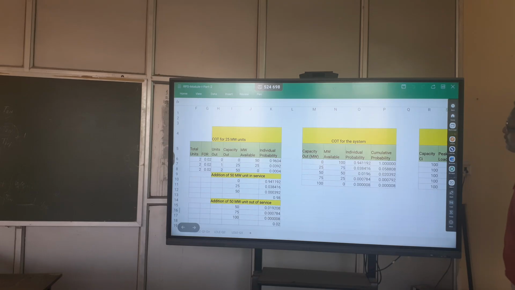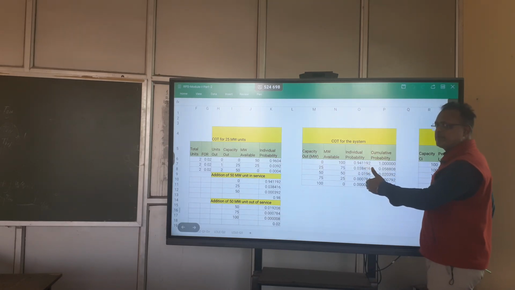Okay. Now remember that these values are exactly similar to that 2-3 megawatt and 1 megawatt system.